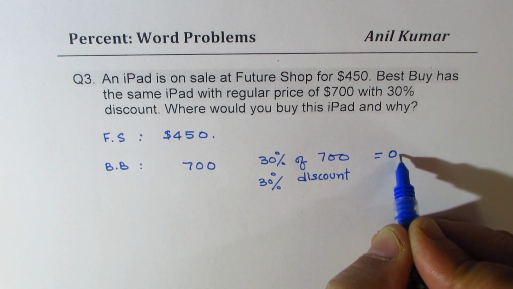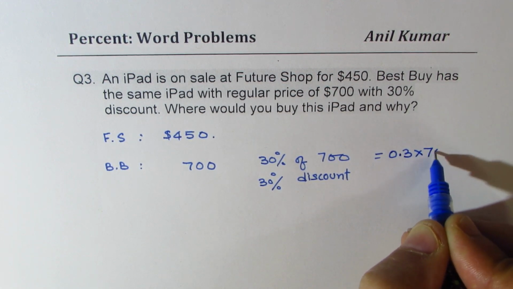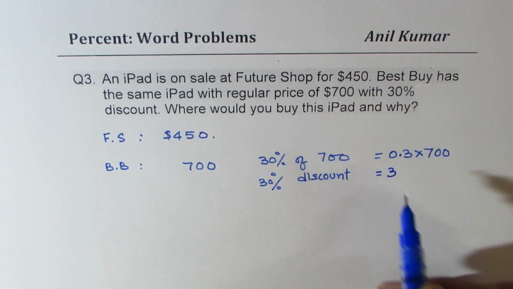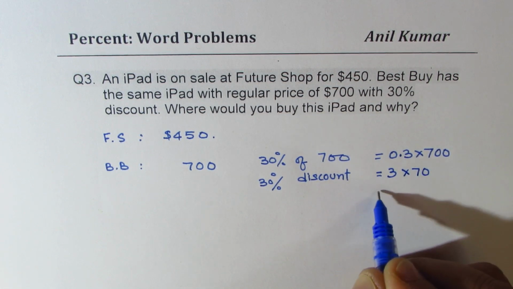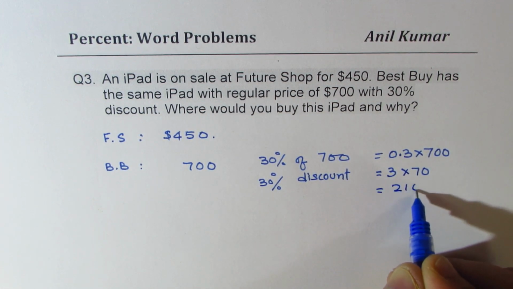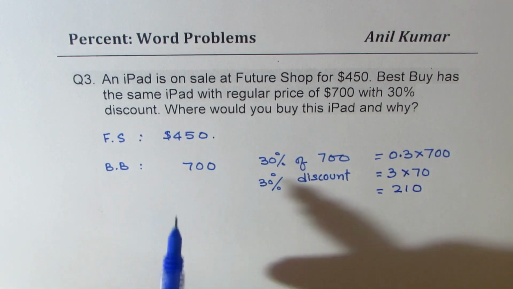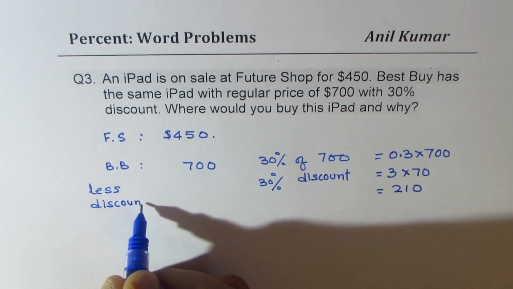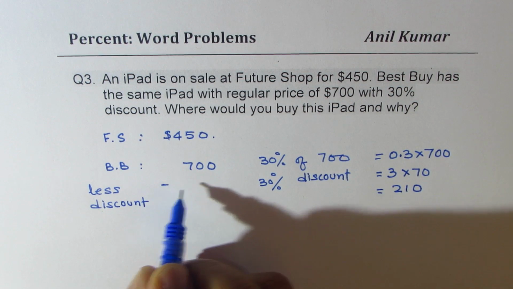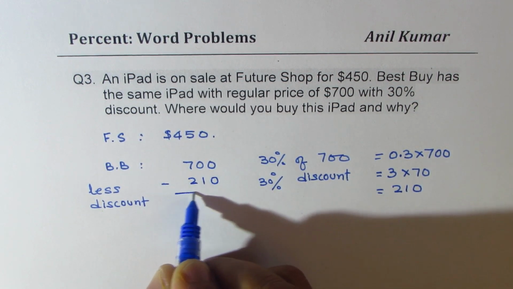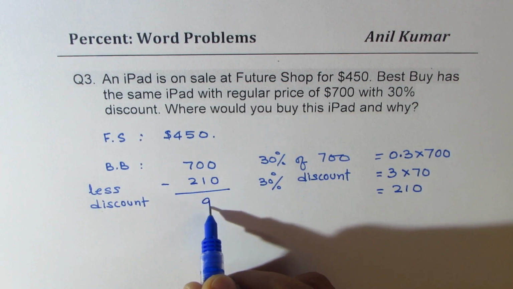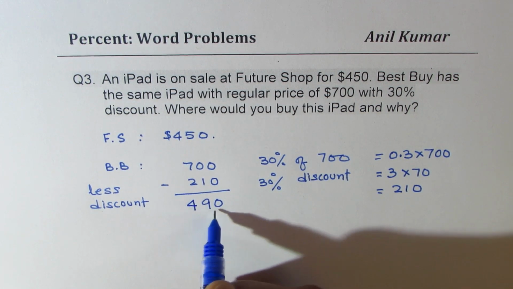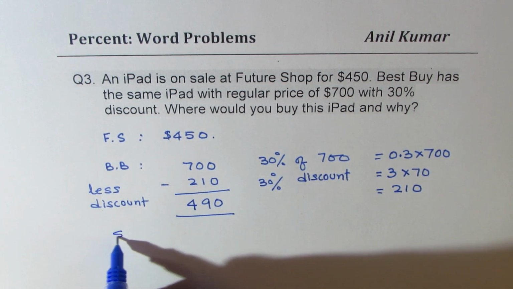That is equal to 0.3 times 700. Correct? So 0.3 times 700 is as good as 3 times 70, which is 7 times 3, 21, $210, right? So we have to take away the discount. So we say less discount, which is $200. So we'll take away $210. So when you take away $210, what do you get? 6 take away 2 is 4. You get $490.